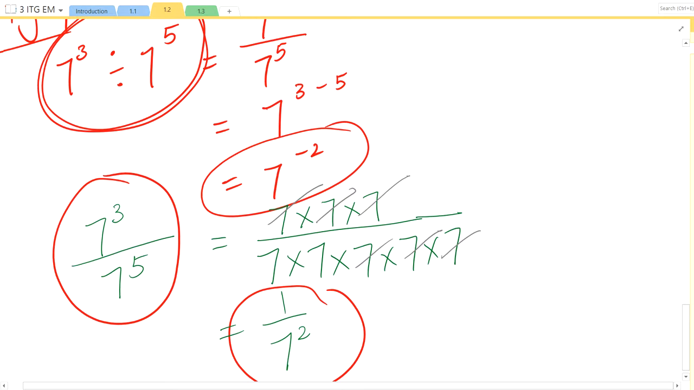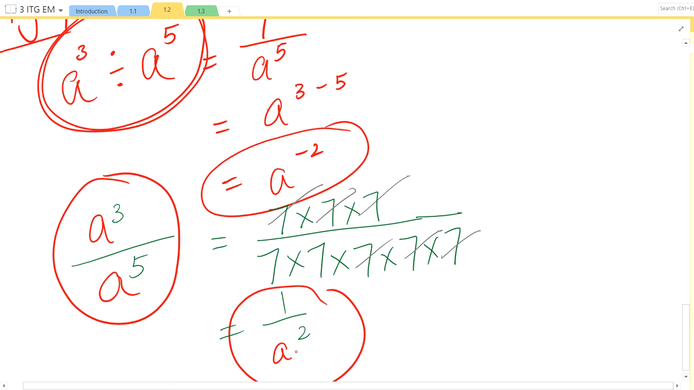What happens if I change the number 7? Can I change it to 10 and will it still work? Yes. What if I change it to 999? Will it still work? Yes. What if I just change it to a? Will it still work? Yes. A will just be any number. So here I will end up with all these are a's, and this will be a.